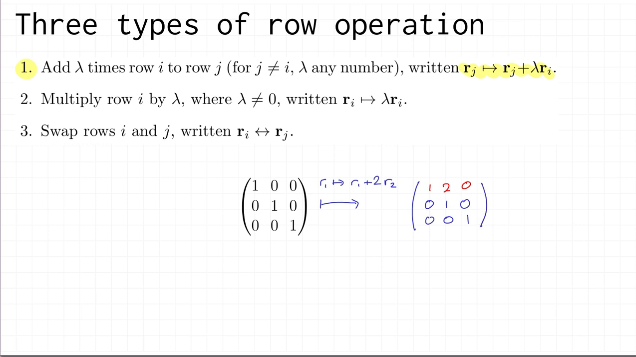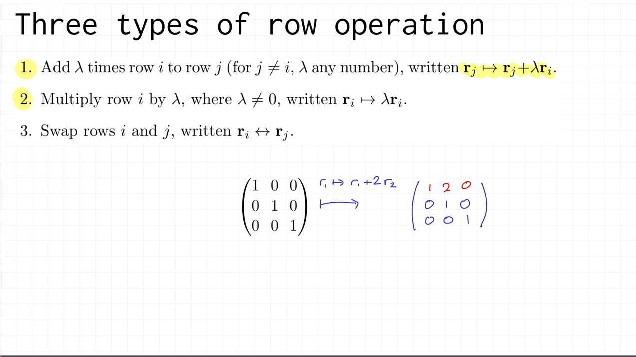You add a multiple of row i to row j. So here we added 2 times row 2 to row 1. The next type is when we multiply a single row by a non-zero number. Now it's important that this number must be non-zero because the new equations won't have the same solutions if you multiply them by 0. You've just got rid of one of your equations if you multiplied it by 0. So in our row operations we only allow multiplying by a non-zero number.